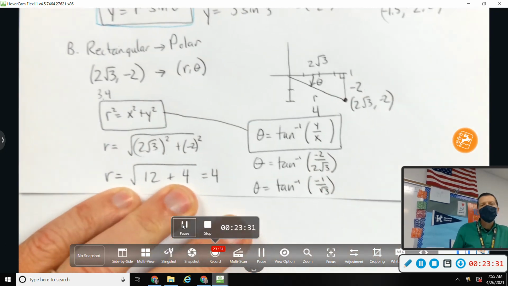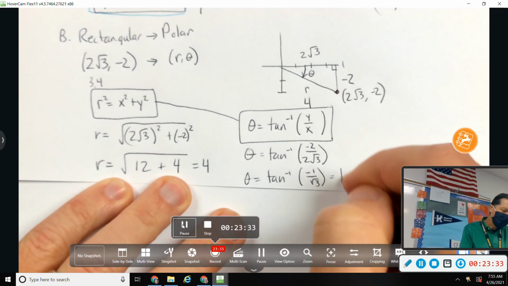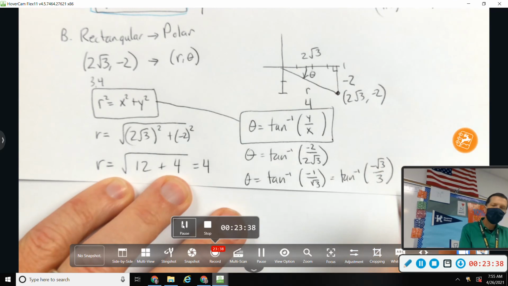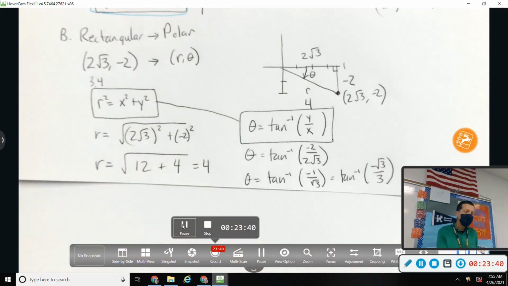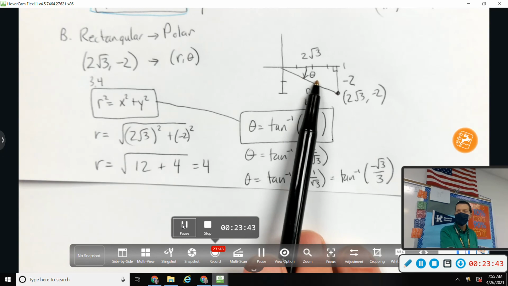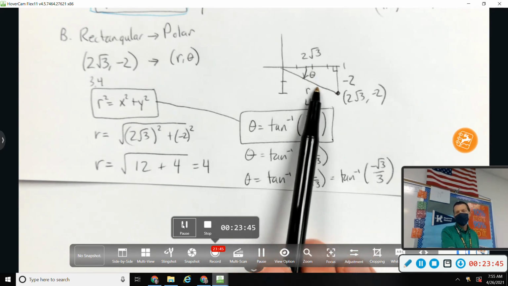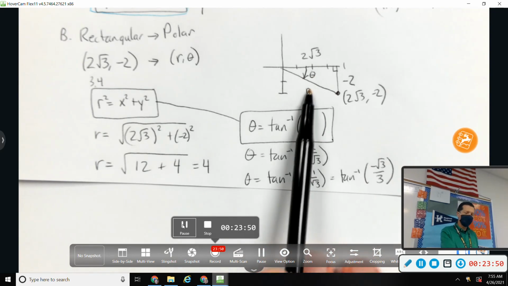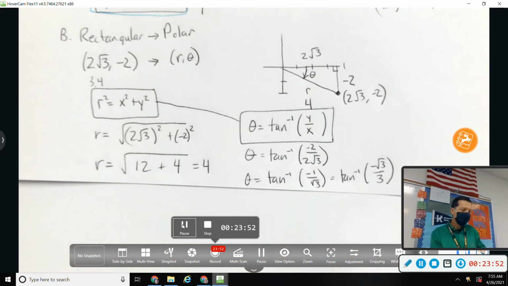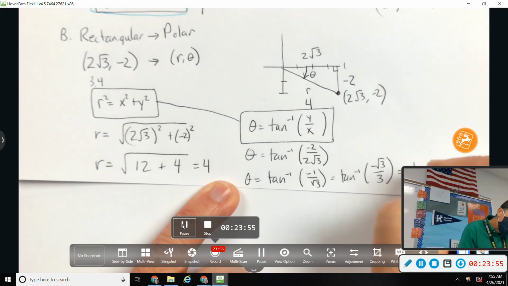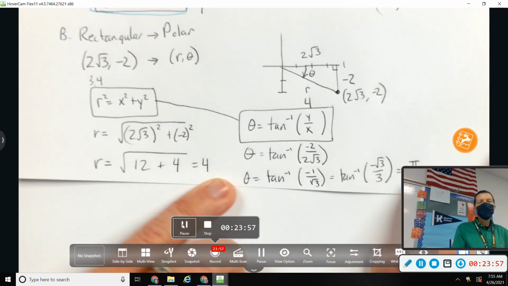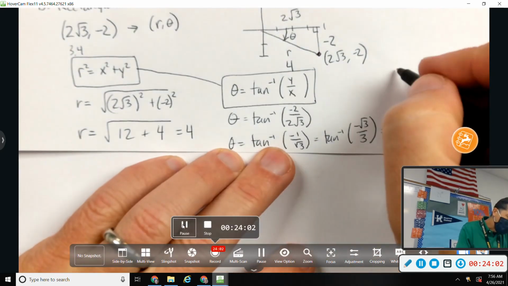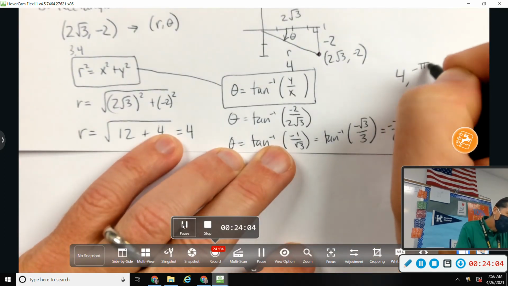That looks like a unit circle thing, especially if I fix it. Negative root 3 over 3. Or, if you drew your picture well from the get-go, you might say, well, especially once you realized it was a unit circle thing, that looks like negative pi over 6. Root 3 over 3, that's a pi over 6. So negative pi over 6. So my r theta would be 4 comma negative pi over 6.